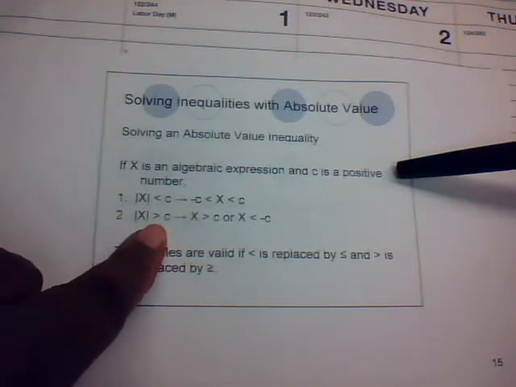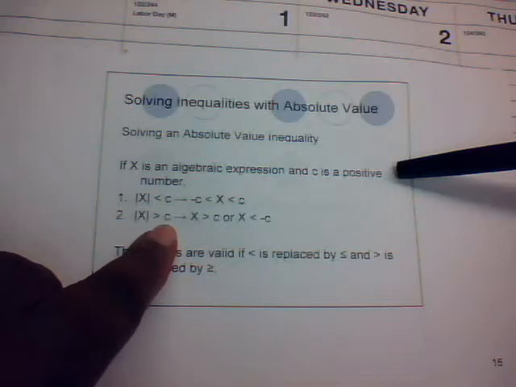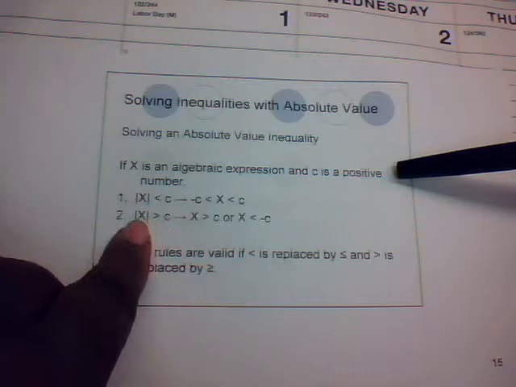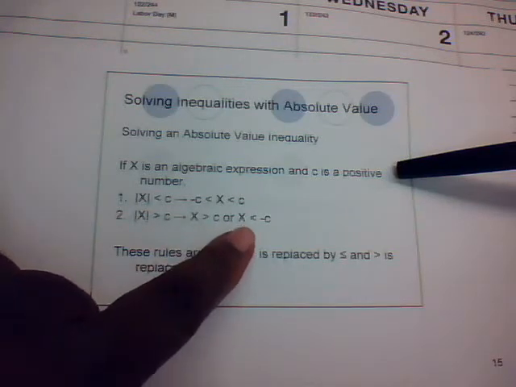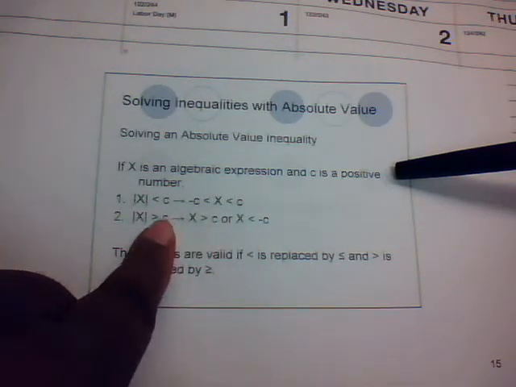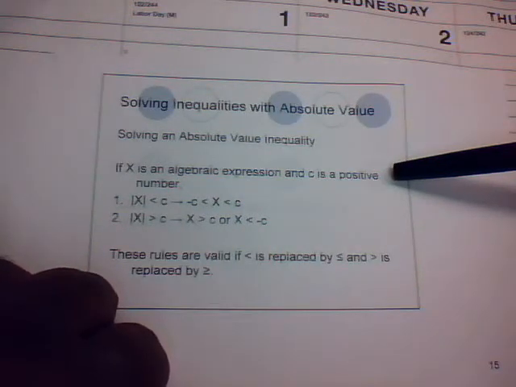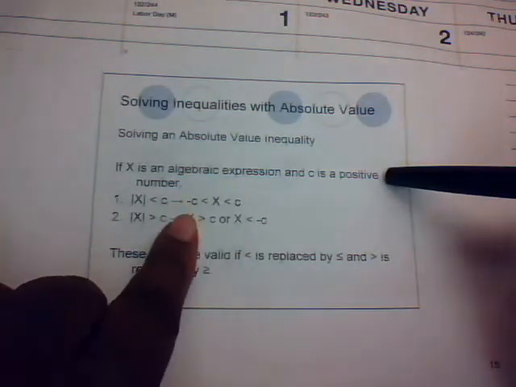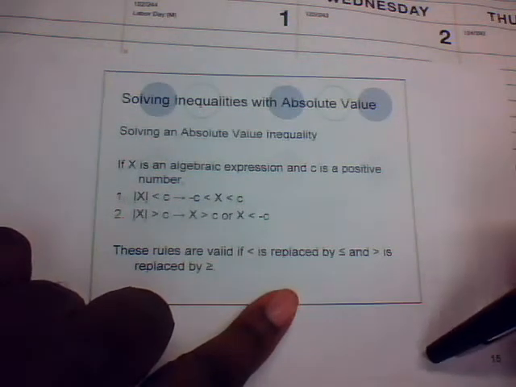Now, if you have greater than in an absolute value, in this case, absolute value of x is greater than c, this you'll write as two separate inequalities. One of them will be the obvious x is greater than c. The second one will be x is less than negative c. That second inequality, you'll reverse the inequality symbol to the opposite and change the sign of that constant to a negative. And these rules also apply if you had less than or equal to or greater than or equal to.